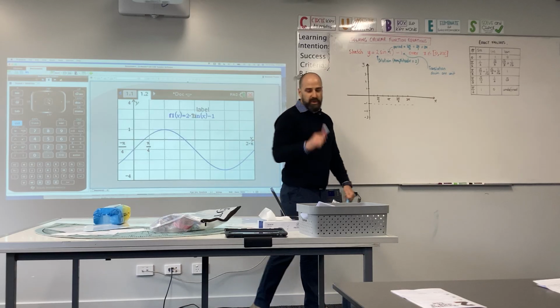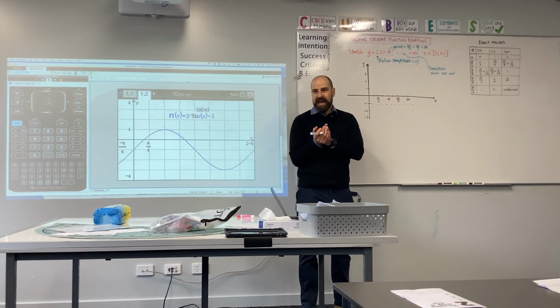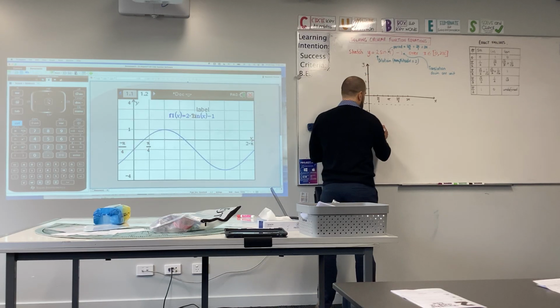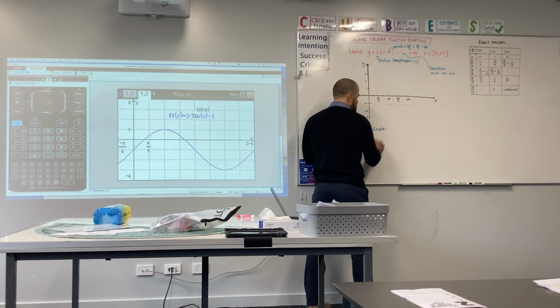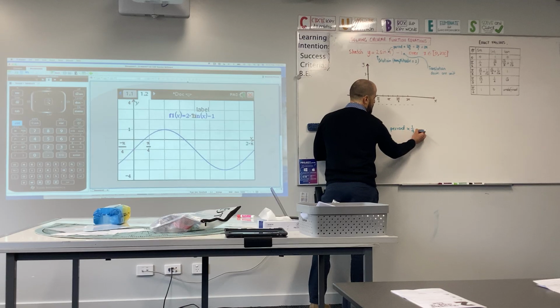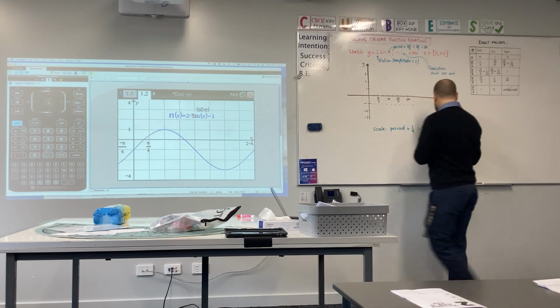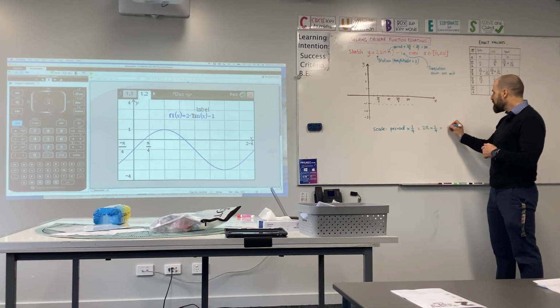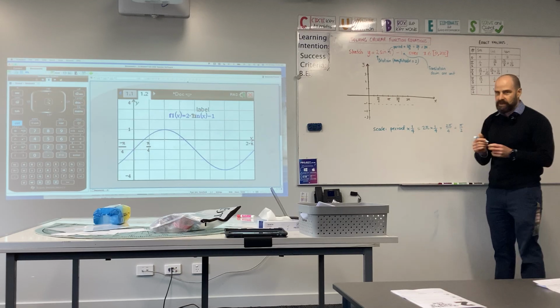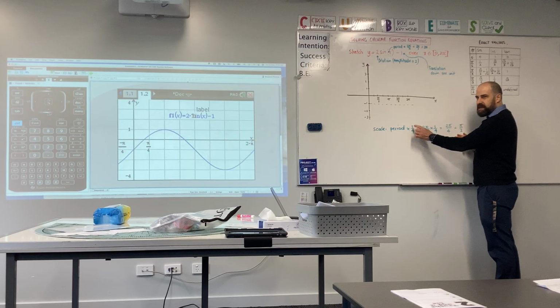Okay, there's one more step that I take. And the step that I take is I basically work out a scale factor that I'm going to use. So to work out my scale, I'm going to take the period and multiply it by 1/4. 2 pi times 1/4 is 2 pi on 4, which is just pi on 2. What this does is show me where every quarter of the graph is going to go.